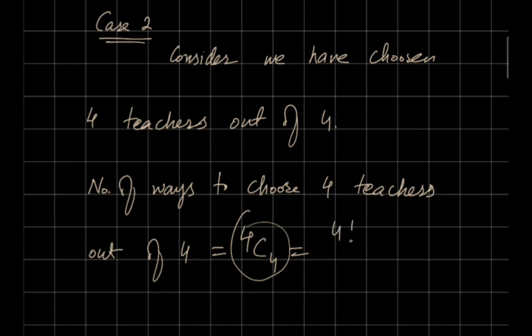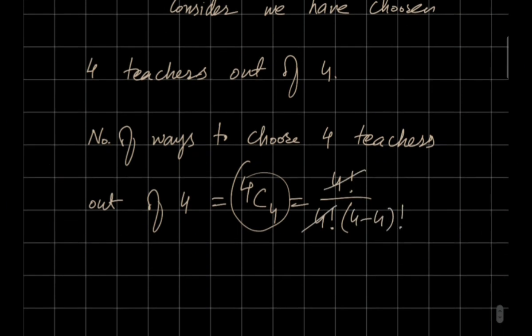You can see that its answer is 1 because it is 4 minus 4 factorial. 4 factorial is cancelled out. 1 over 0 factorial, which is 1. Now we have chosen 4 teachers and we want to make a committee of 5 people.